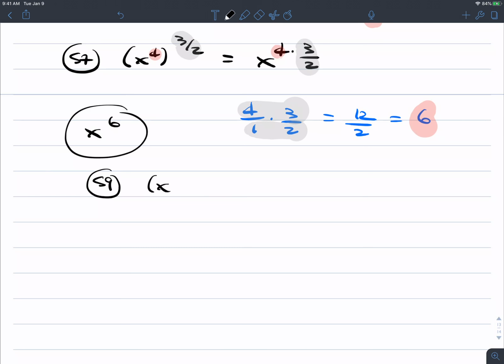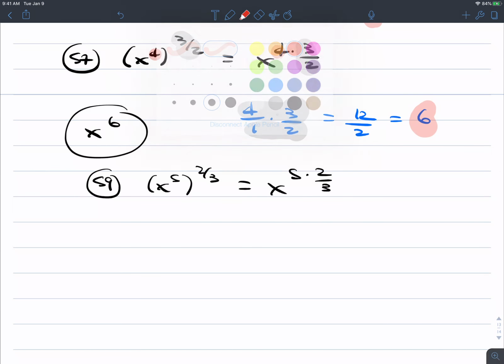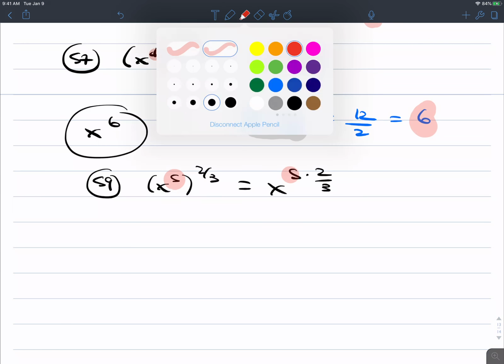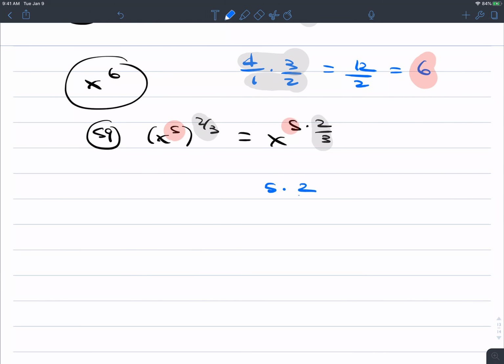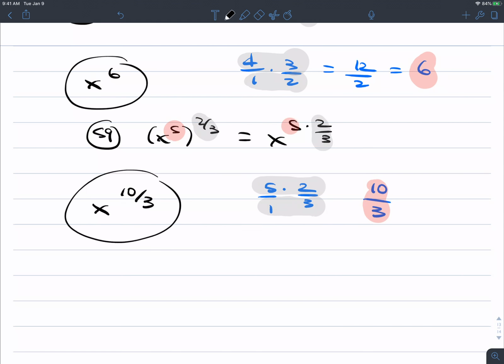Last one. x to the 5th to the 2 thirds. x to the 5 times 2 thirds. You guys okay with that? 5, the second power is 2 thirds. We multiply. So our work will be 5 times 2 over 3. Put that 5 over 1. How do we multiply fractions? Straight across, meaning horizontal. We get 10 over 3. This is our new power. So x to the 10 thirds, written with a positive exponent.